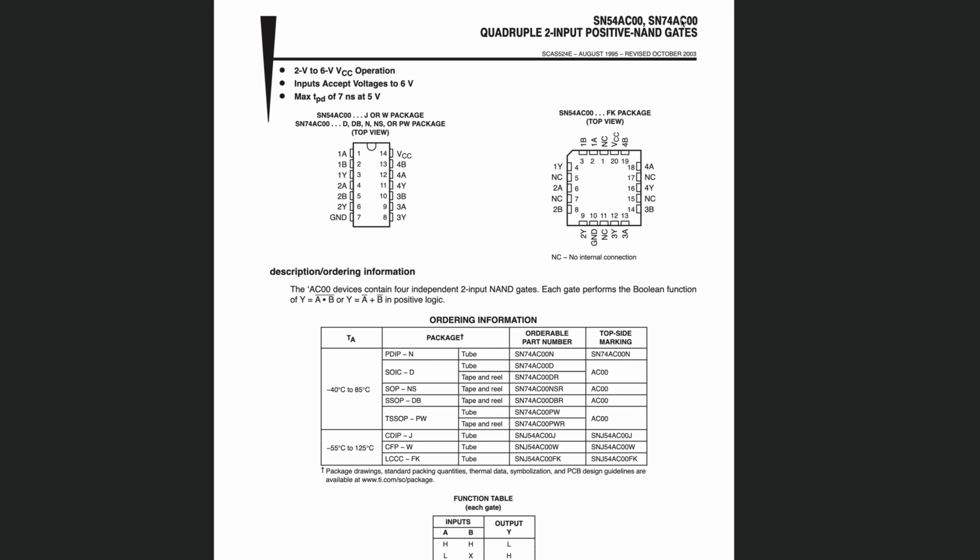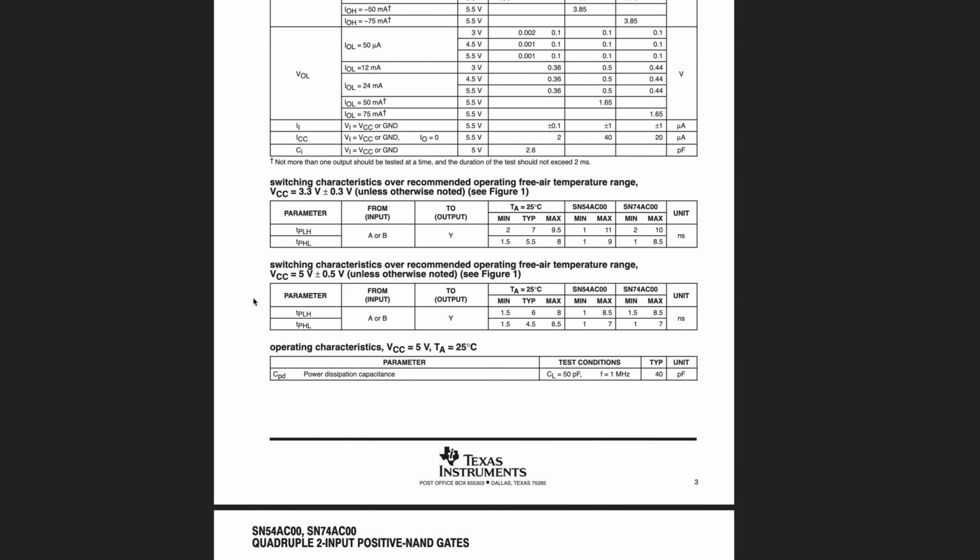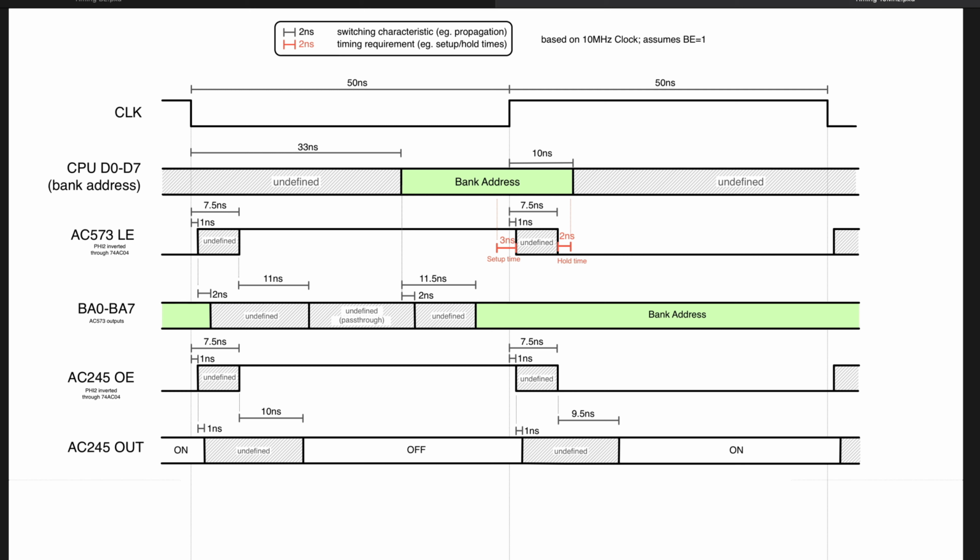If we take a look at the datasheet for the 74AC00, we can see in the switching characteristics at 5 volts that the propagation delay from input to output is at worst 1 to 8.5 nanoseconds. So let's update the timing diagram to reflect that. So this is the diagram using the 74AC04 inverter, which is the circuit that we currently built. And this is the diagram with the 74AC00 with the new circuit.